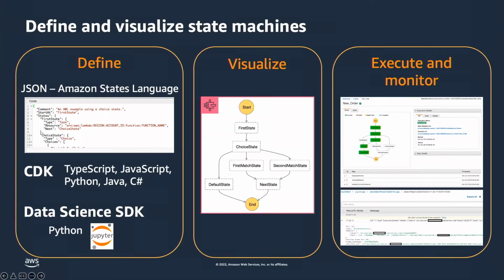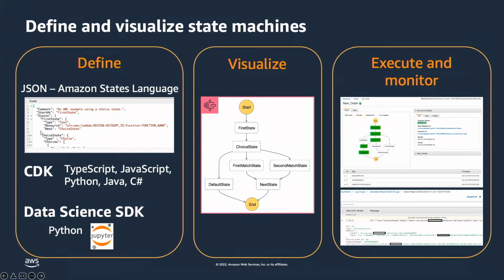You can define that as infrastructure as code. We are AWS. We love infrastructure as code. For the state machines, you can use the Amazon States Language. That is our proprietary language for defining state machines. You can build them with CDK. You can build them with the Data Science SDK. But everything at the end will transpile into Amazon States Language.